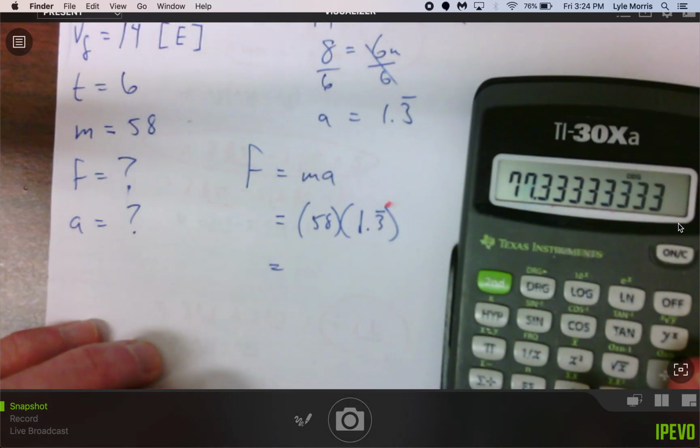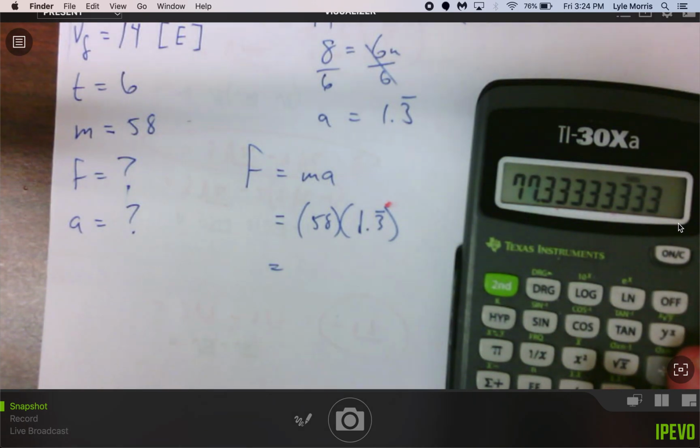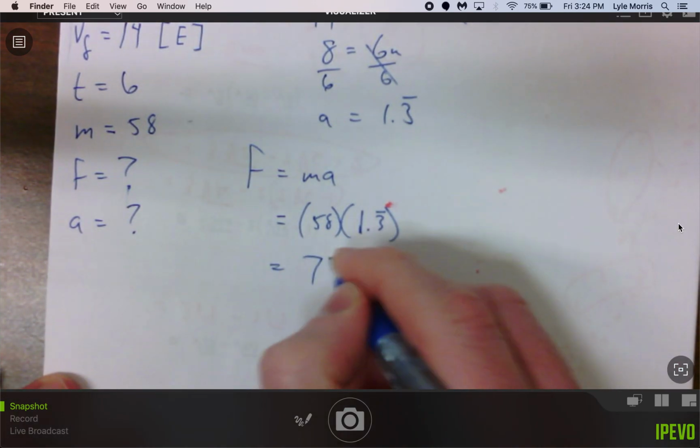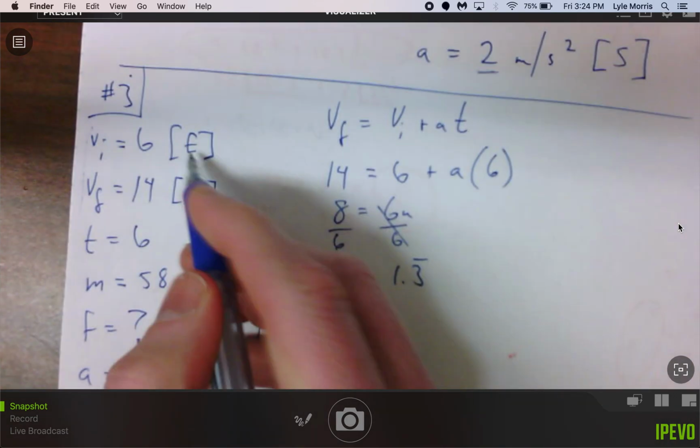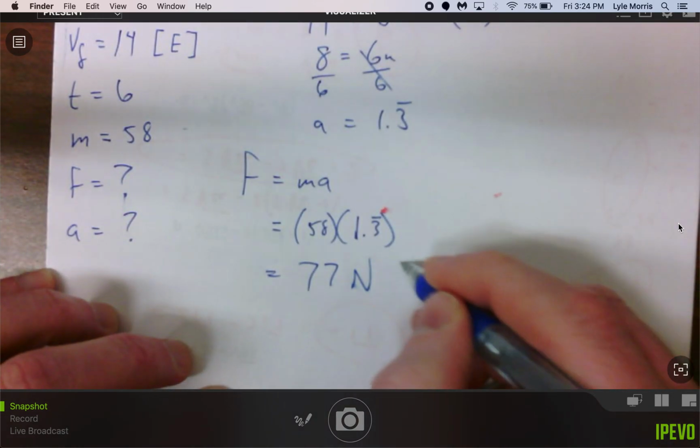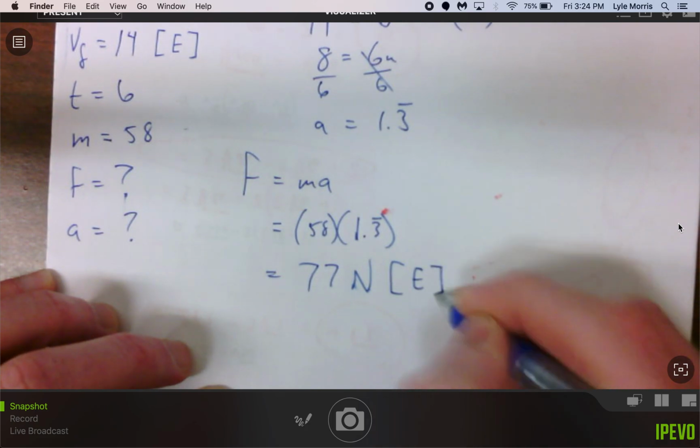77 point something. And we're going with 2 sig figs here. So that's 77 newtons. In which direction were we going? We were going east. So the force is 77 newtons east.